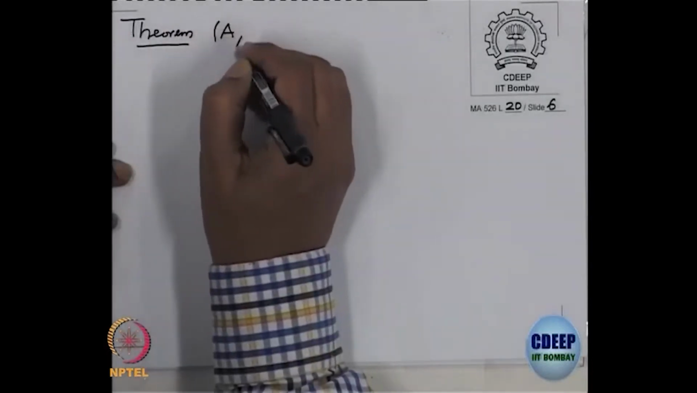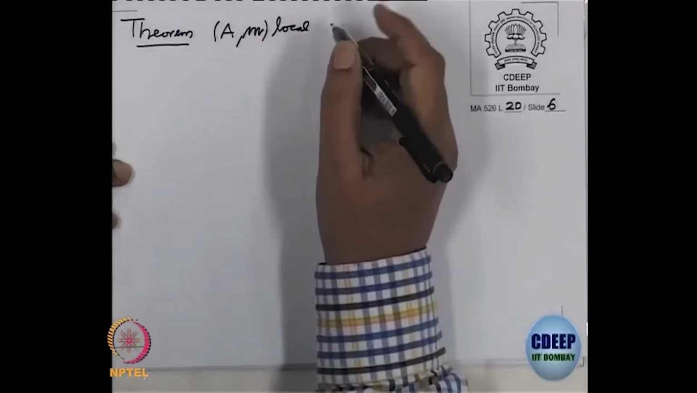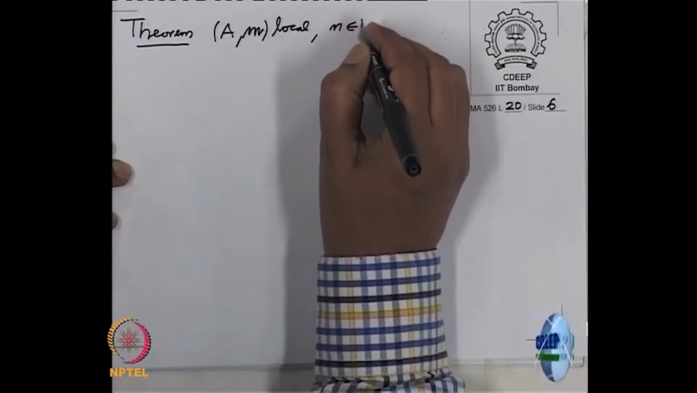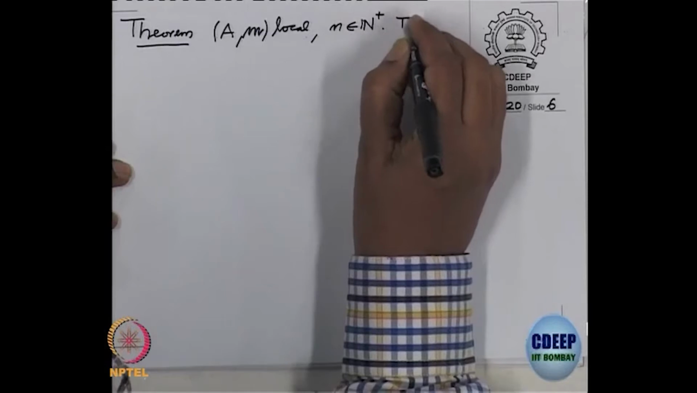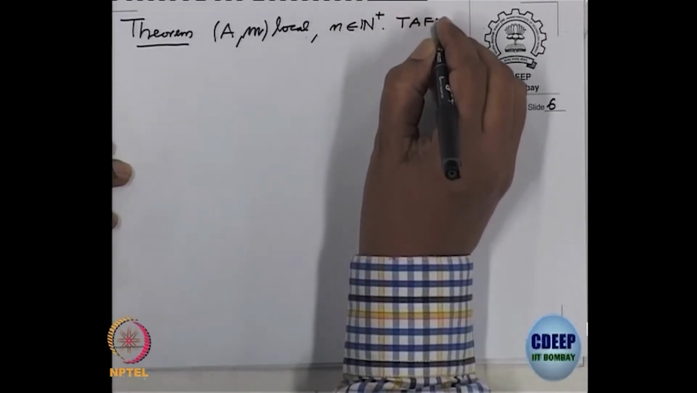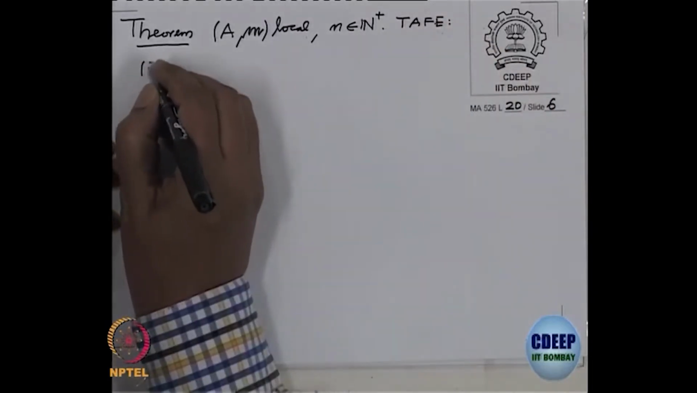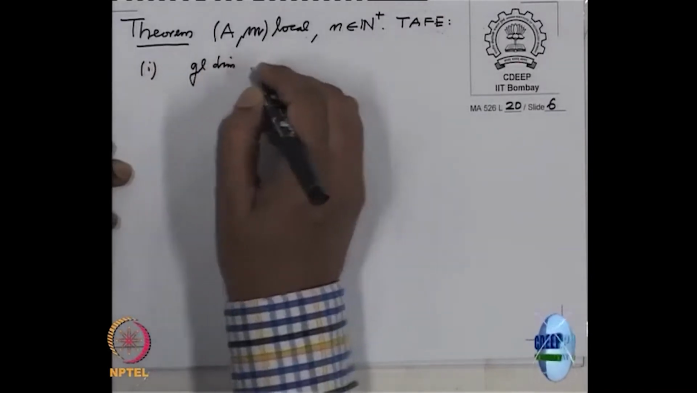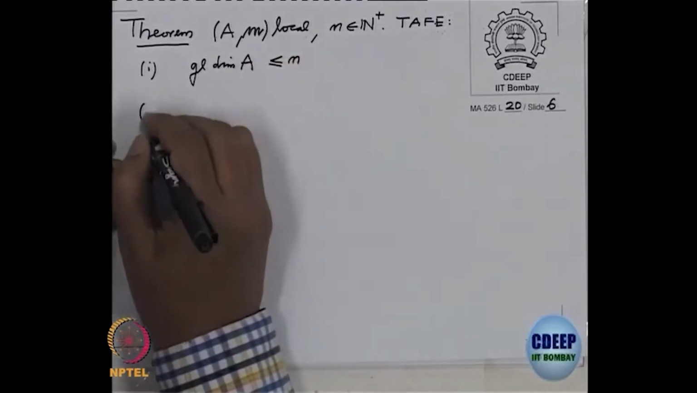Let A be a Noetherian local ring, and n any positive integer. The following are equivalent. One, the global dimension of the ring is less than or equal to n.